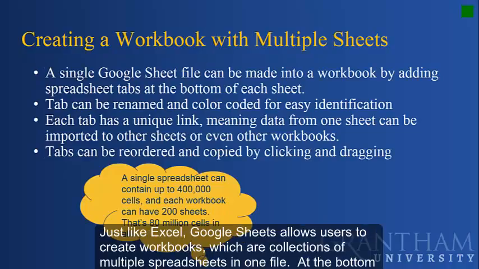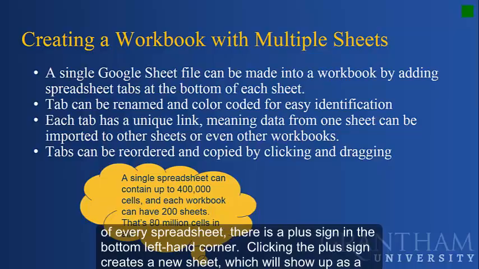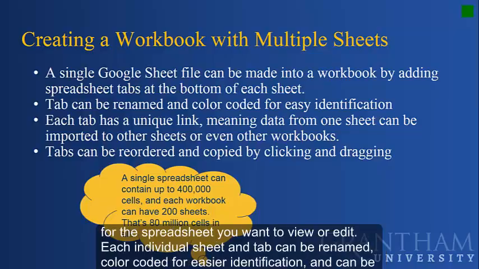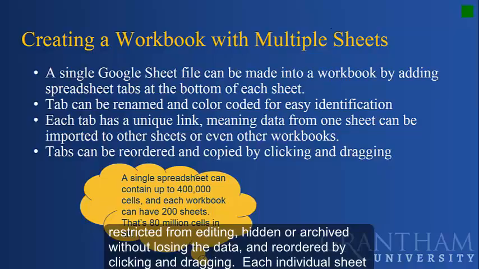Just like Excel, Google Sheets allows users to create workbooks, which are collections of multiple spreadsheets in one file. At the bottom of every spreadsheet, there is a plus sign in the bottom left-hand corner. Clicking the plus sign creates a new sheet, which will show up as a tab in the bottom of your screen. You can create as many sheets and tabs as you like, and you can move between them by clicking on the tab for the spreadsheet you want to view or edit. Each individual sheet and tab can be renamed, color-coded for easier identification, and can be restricted from editing, hidden, or archived without losing the data, and reordered by clicking and dragging.